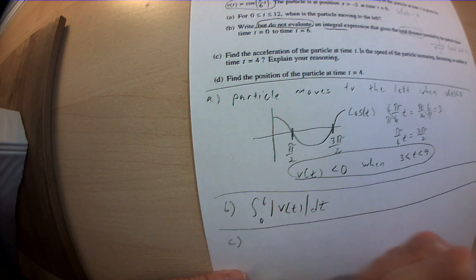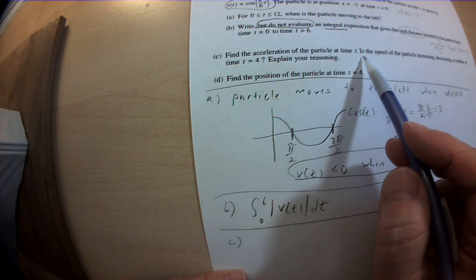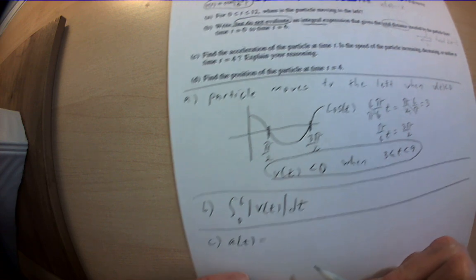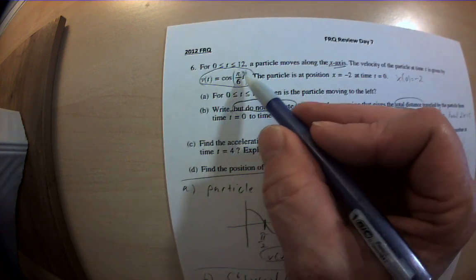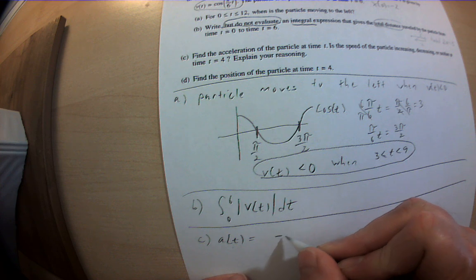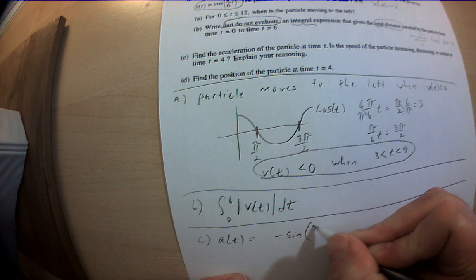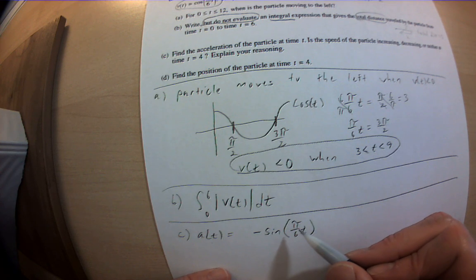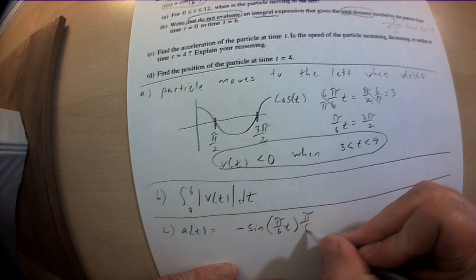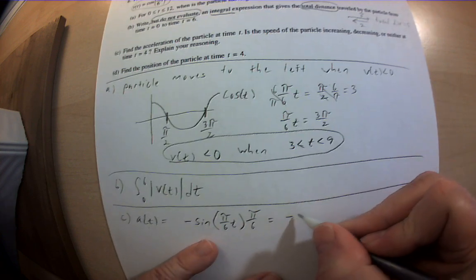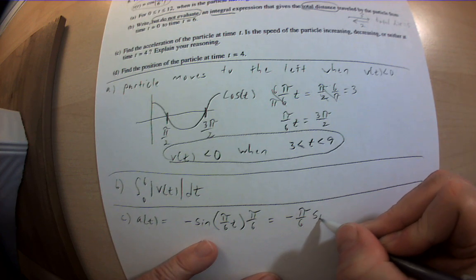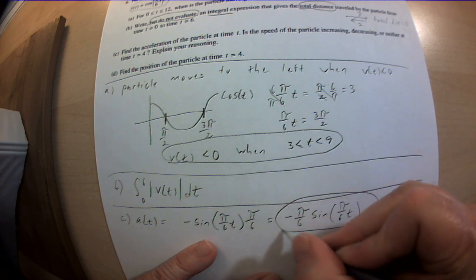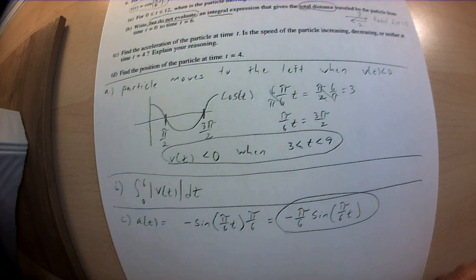Part C. Find the acceleration of the particle at time t. Okay, so I need a of t. So I've got to take the derivative. The derivative of cosine is negative sine pi over 6 t. Then I've got to multiply by the derivative of the thing on the inside, which is pi over 6. So to write it more succinctly, it's negative pi over 6 times sine pi over 6 t. So that's the acceleration as a function of time.